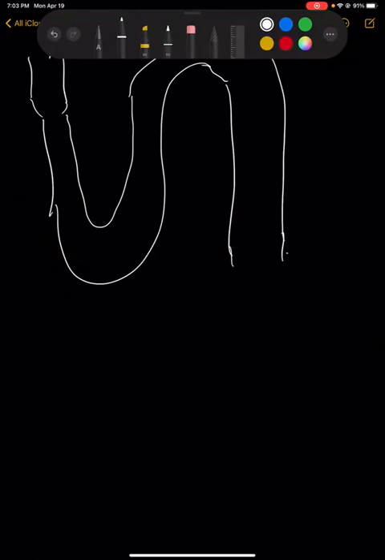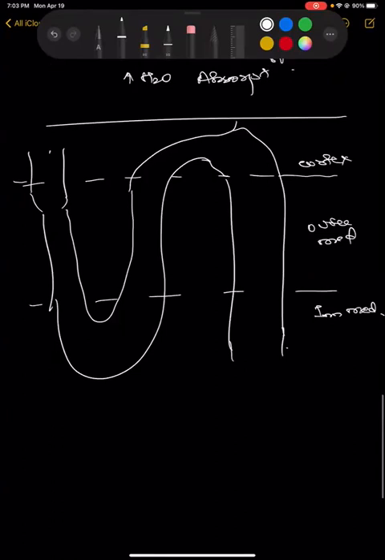This is the cortex. This is the outer part of the medulla, and this is the inner part of the medulla. Now, water absorption happens all throughout the nephron. So whenever sodium chloride gets filtered, water has to move out of every part of the nephron. So in the cortex, outer medulla, as well as inner medulla, water gets reabsorbed.